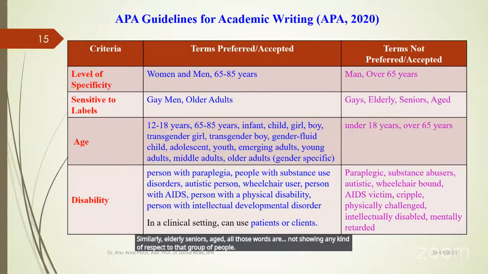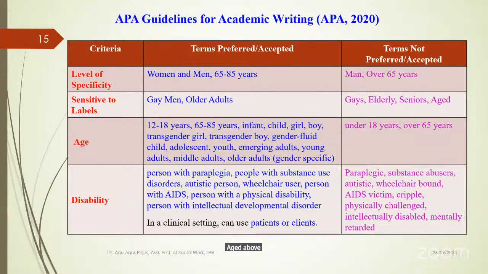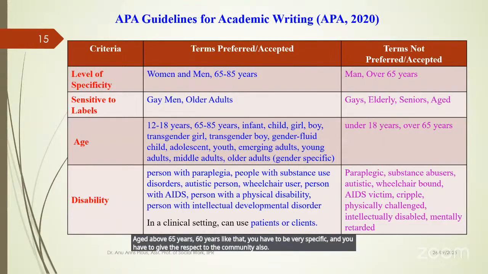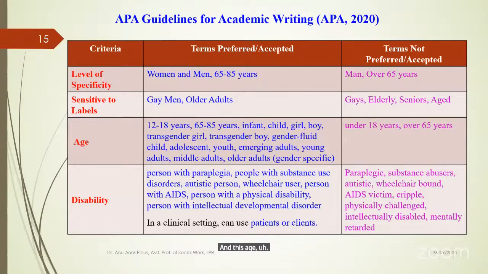Instead of that, in a research paper, you have to use the term older adults, or people aged above 65 years, 60 years, like that. You have to be very specific and you have to give respect to the community also. And the next point is with respect to age.